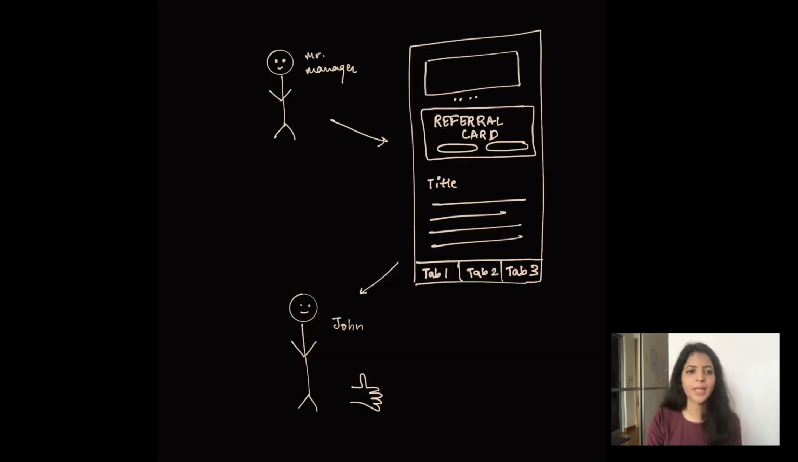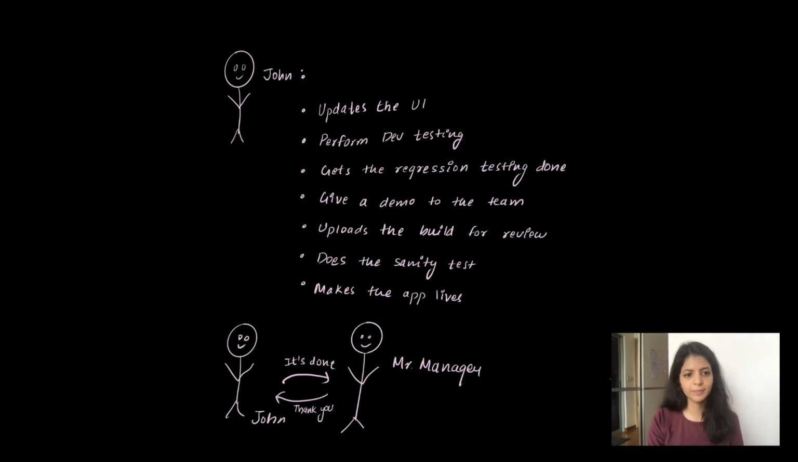After a few days, Mr. Manager comes back to John and says that there is a new requirement of moving the referral card just below the image banner, and explains that they want to increase the visibility of the card as the number of people landing on this page versus the number of clicks happening on this card are a bit off. John clarifies all the requirements once again and gives the estimated delivery date. Now John again updates the UI, performs the dev testing, gets the regression test done, and gives a demo to the team, followed by uploading the build for review, getting the sanity test done and making the app live.